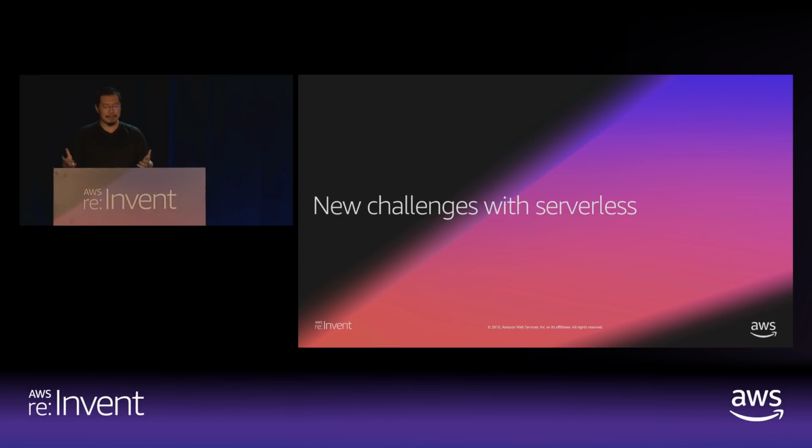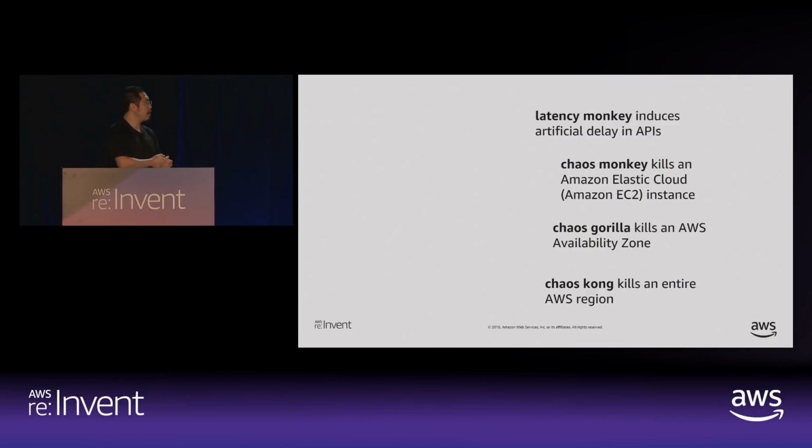And in terms of the serverless paradigm and some of the tools that we currently have, there's a number of interesting challenges that has arisen with the serverless paradigm. So I mentioned Netflix's Simian Army tool earlier. Within that suite of tools, you have a latency monkey that can inject latency to simulate a slow response from an API call. And you also have Chaos Monkey that can kill EC2 instances randomly. You have also Chaos Gorilla that can kill an entire AWS availability zone. And finally, Chaos Kong can just kill a whole region in AWS.